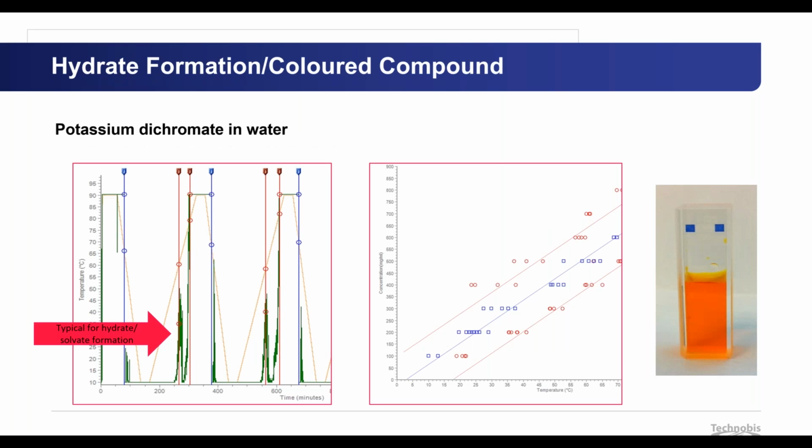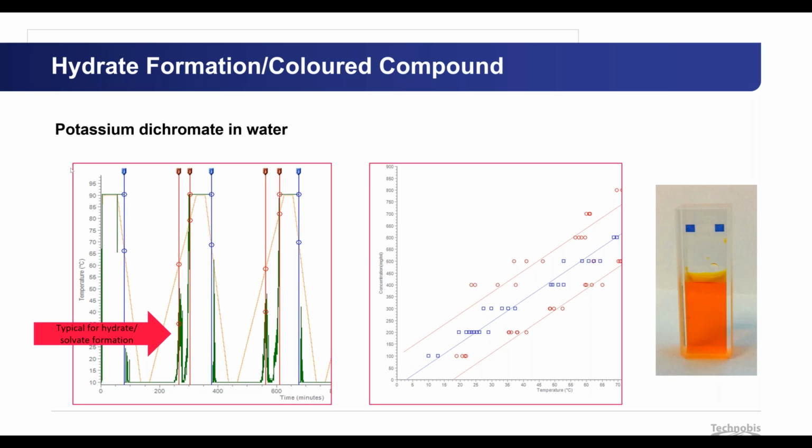For those of you that have a Crystal16 already in your lab, or will have in the future, the transmissivity data, and what you see here in green in this graph, it is quite important. It tells you much more than you think. It doesn't only tell you about the clear and cloud point, it can tell you about the size of your particles. Even if you see it a bit more noisy, it means that you are dealing with quite bigger crystals.